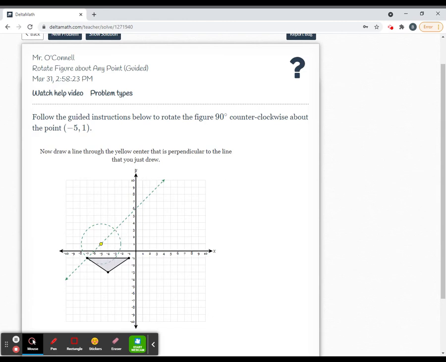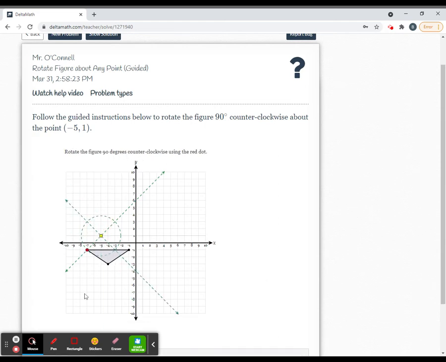Even if we have 2 over 2, what we want to do is take the opposite reciprocal. So opposite makes it negative. Reciprocal, flip 2 over 2. If we flip 2 over 2, it just stays 2 over 2, right? So now we just have negative 2 over 2. So I need to go up 2 and to the left 2. And now I've made a perpendicular line, right?